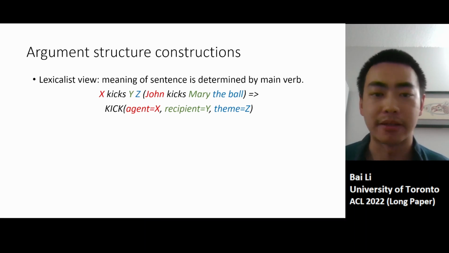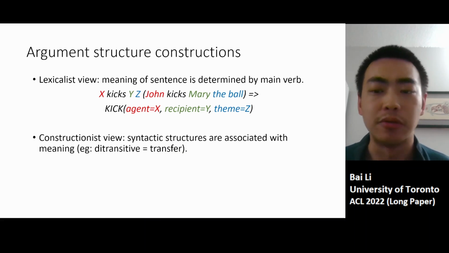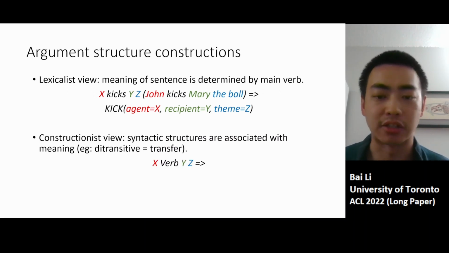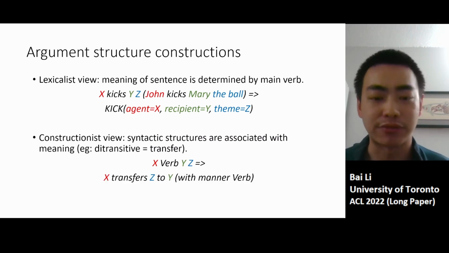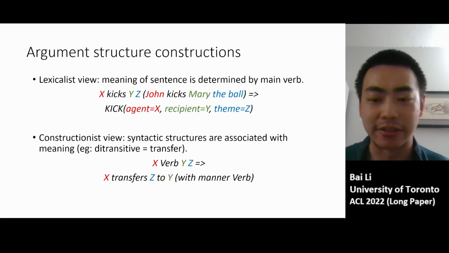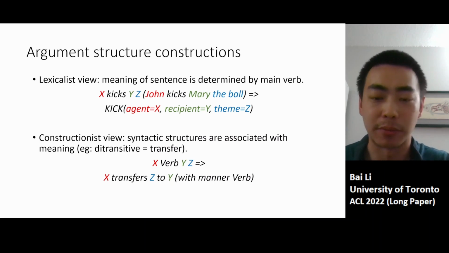For example, the agent is the subject, the direct object is the recipient, and the indirect object is the theme. Now in the constructionist view, syntactic structures are associated with meaning. For example, here is the ditransitive structure. We have a subject and two objects. This construction is associated with transfer meaning, where the subject transfers the indirect object to the direct object, and the verb just specifies the manner that transfer happens. And this is independent of the verb, so any verb can take place here.